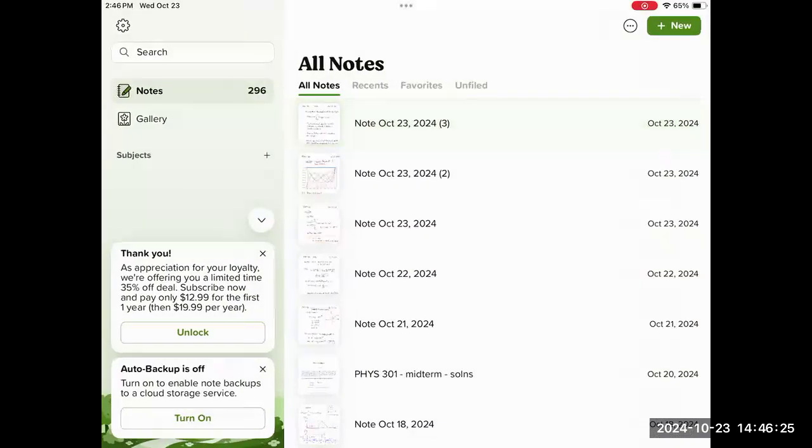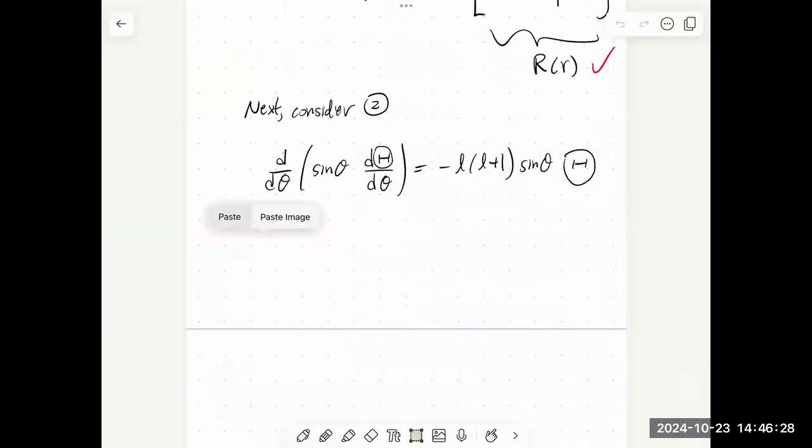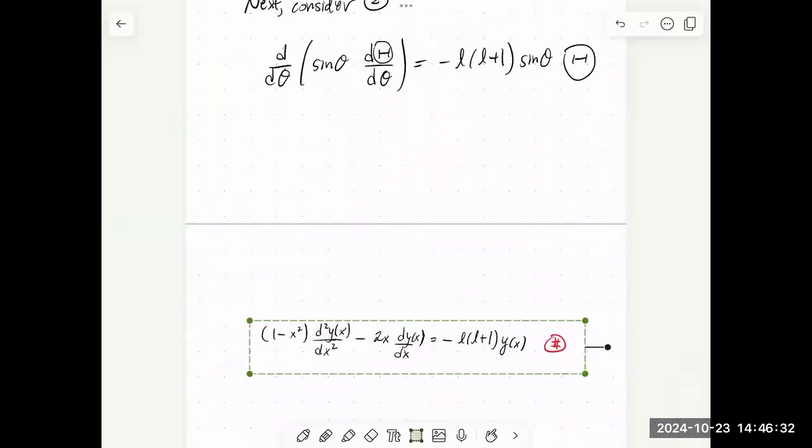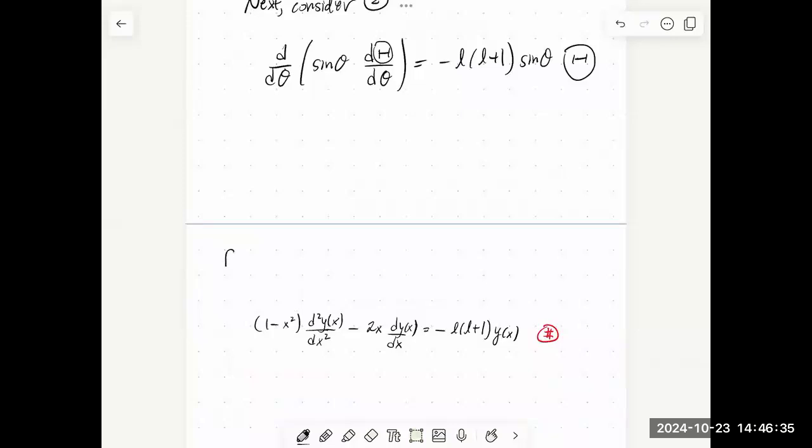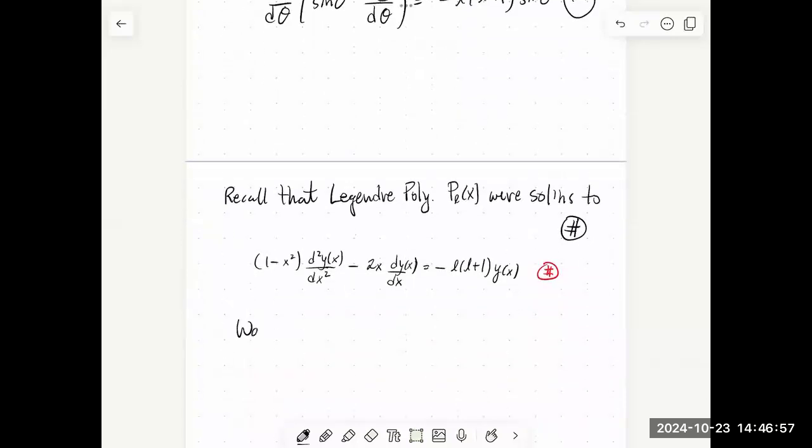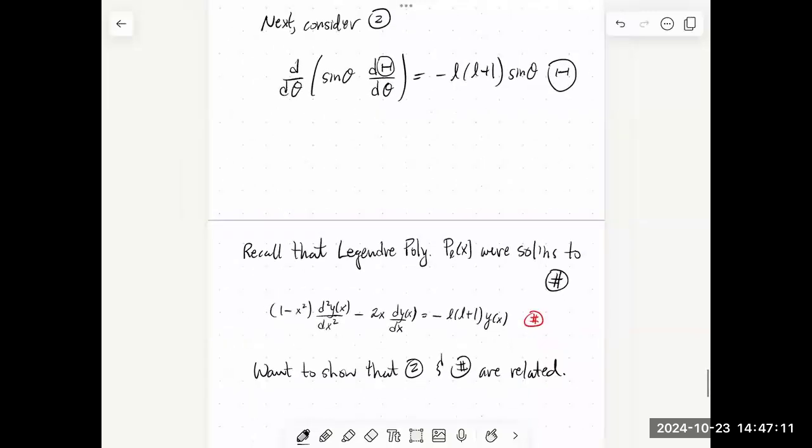But I'm going to try to show you that they, in fact, are related. Oh, sorry, I got the wrong thing. Here we go. Okay, so let's just make a couple comments about this. So let's just recall that the Legendre polynomials P_L of x were solutions to number sign. My goal is to show that 2 and number sign are related. And so it's going to be the Legendre polynomials that are going to be the solutions for this theta function.